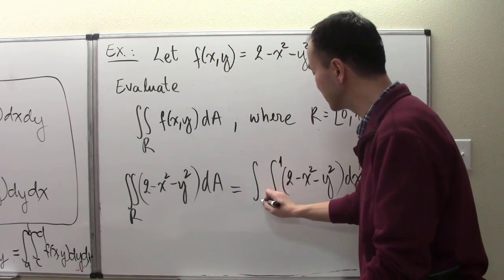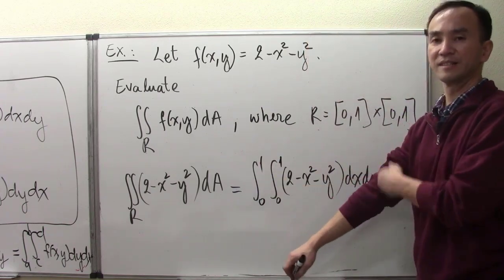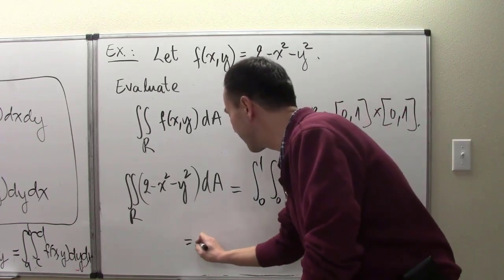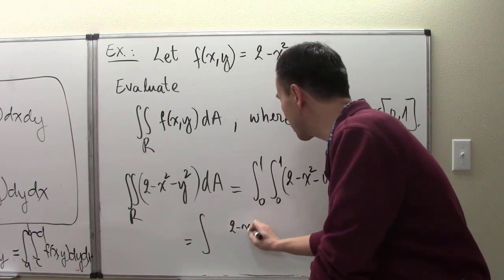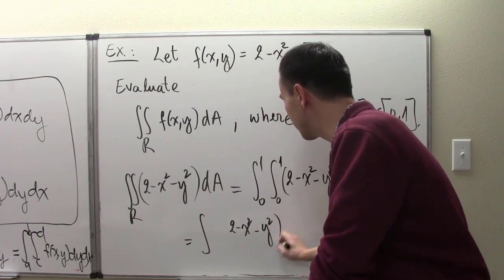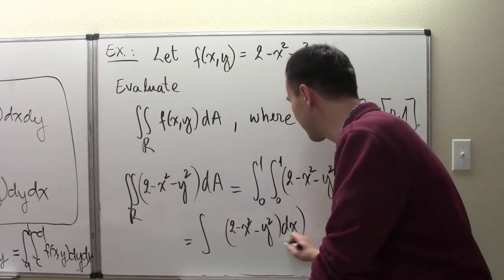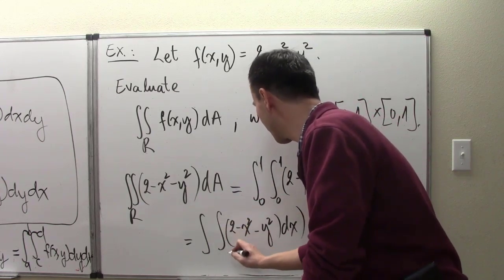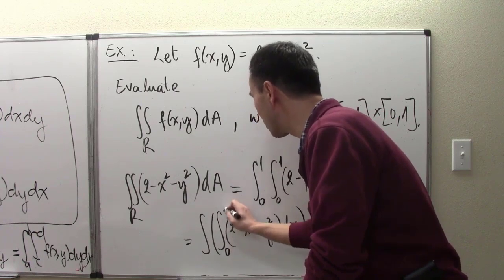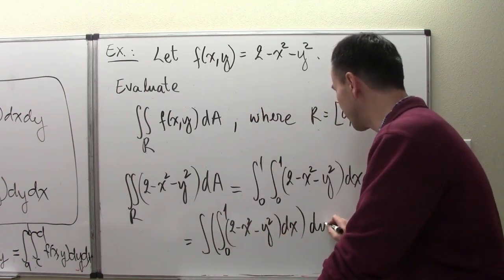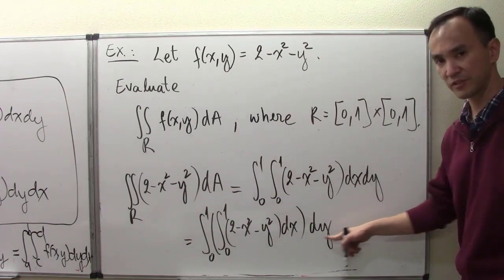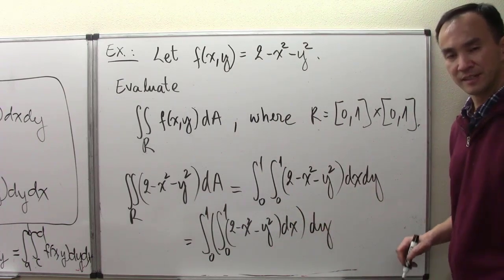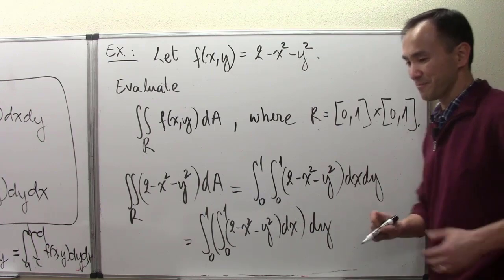Zero to 1, 0 to 1. All right. And so now with this work right here, I'm going to do 2 minus x squared minus y squared, integrating that with respect to x first, from 0 to 1. And then whatever the outcome of that, I'm going to integrate with respect to y from 0 to 1. I'm just rewriting the iterated integral.